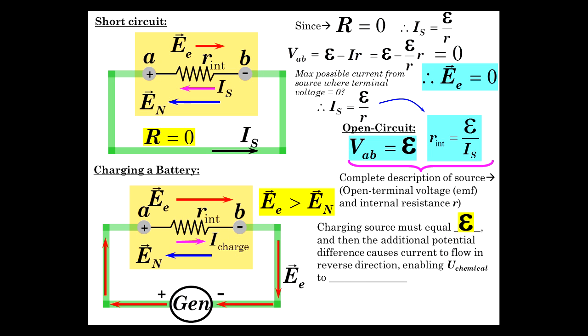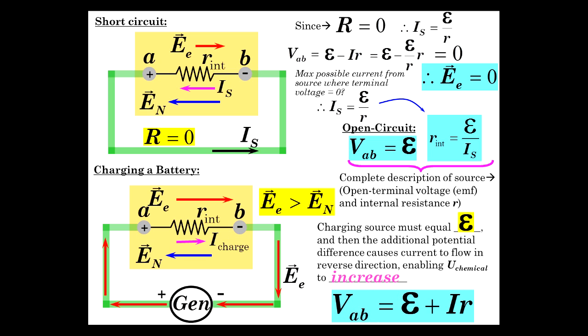So the charging source must equal the EMF, but more than that, a little added potential difference, and that additional potential difference causes a flow through that internal resistance in the opposite direction. And this charge flow, what ultimately happens is it reverses the chemical reaction, increasing the chemical potential energy that's in the battery, and that's how you recharge a battery.